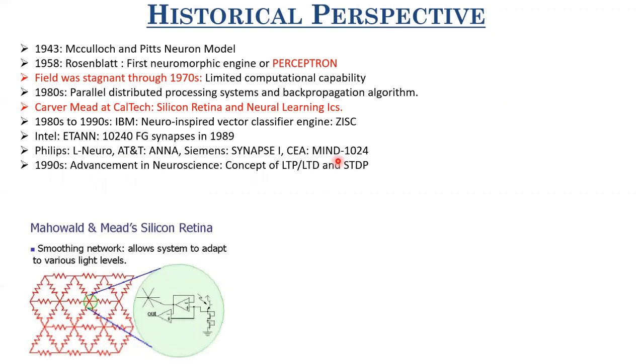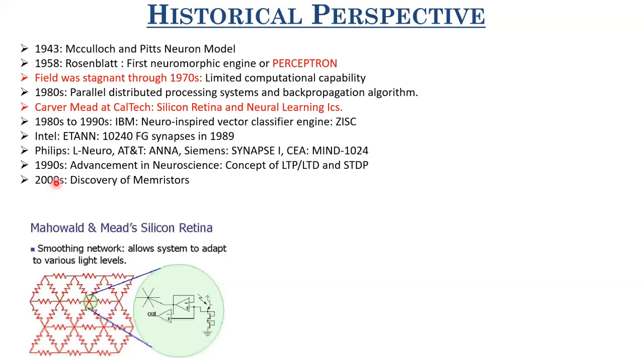And in the 1990s, there was an advancement in the field of neuroscience as well. The concepts of long-term potentiation, long-term depression, and spike timing dependent plasticity were emerging and getting a lot of attention, and people started to use these concepts and build neural networks around them. So even the neuroscience field saw a lot of development around the 1990s.